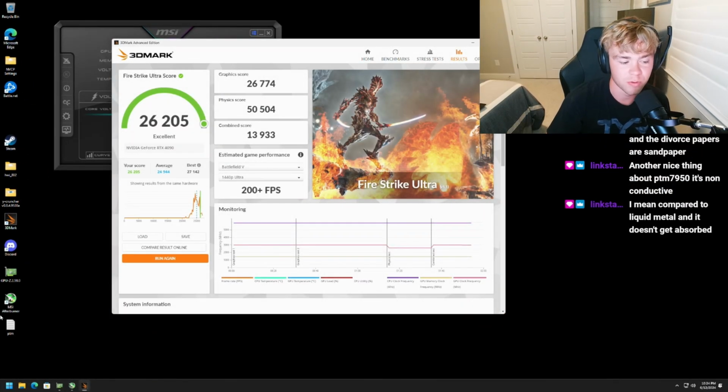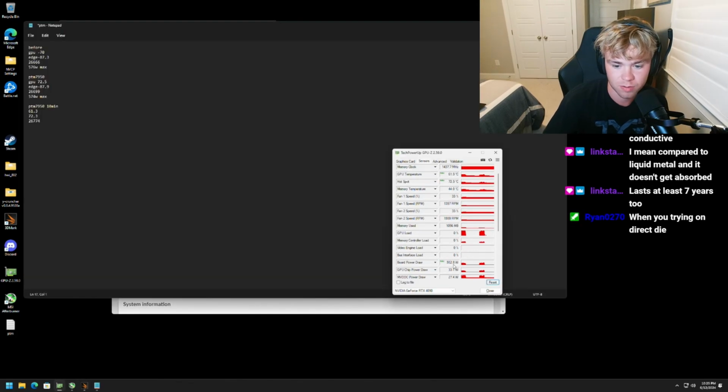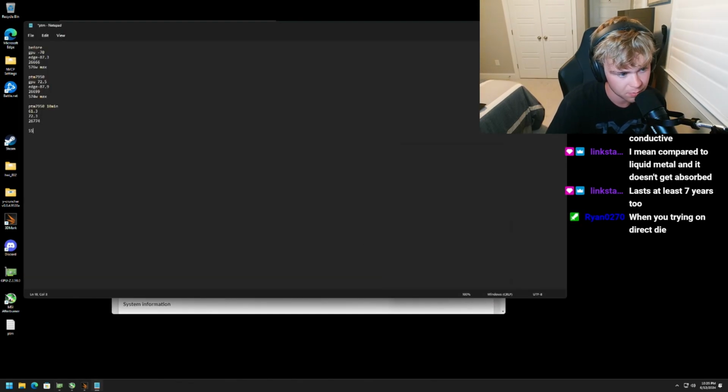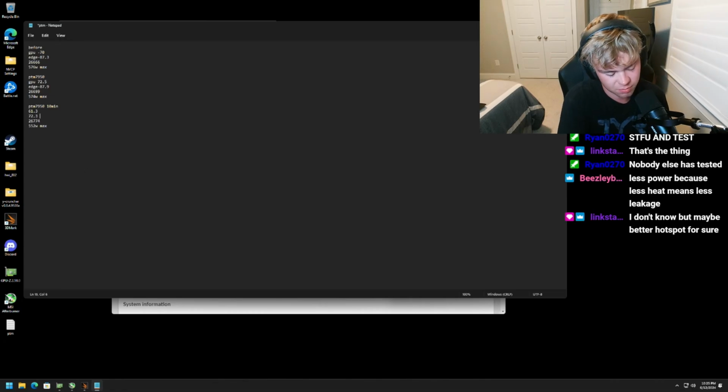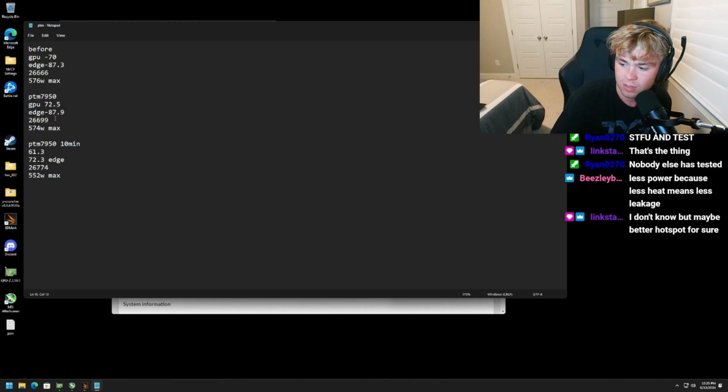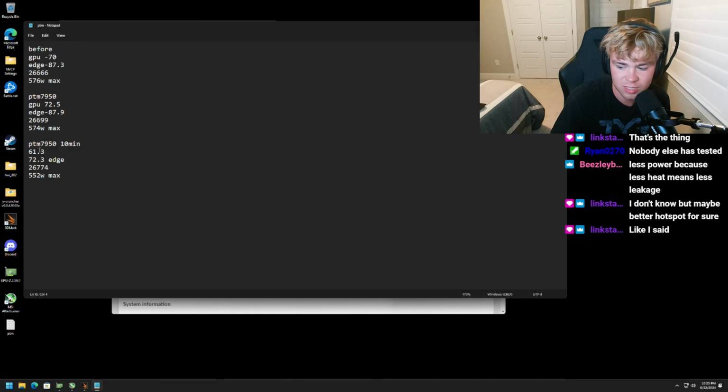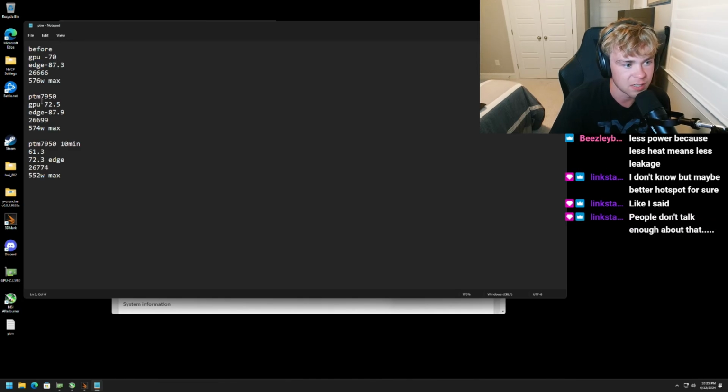That's a pretty good improvement, actually. What's the max power draw? 552. Because it just lowered it. I don't think this would do well on direct die. Dude, look at this though. The edge temp literally used to be the highest GPU temp. That's actually crazy. We have a 10, 11C delta versus 17 and like 14.